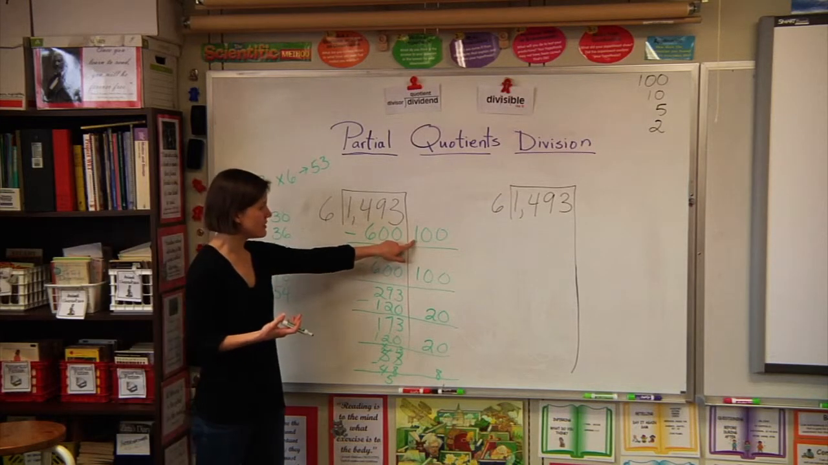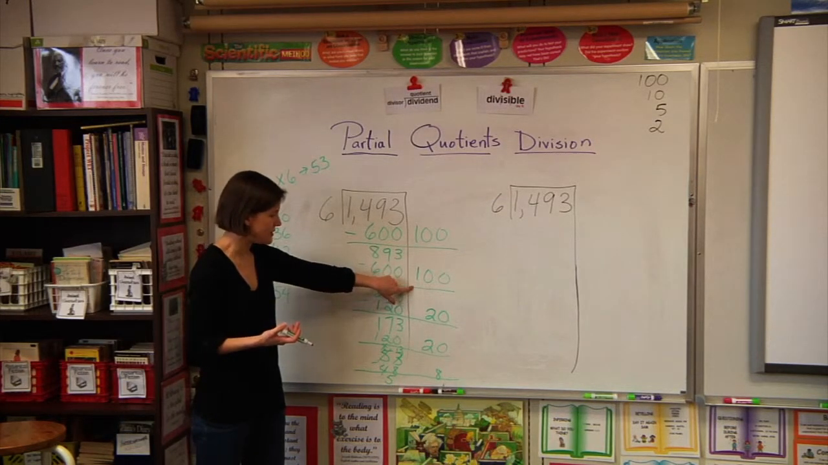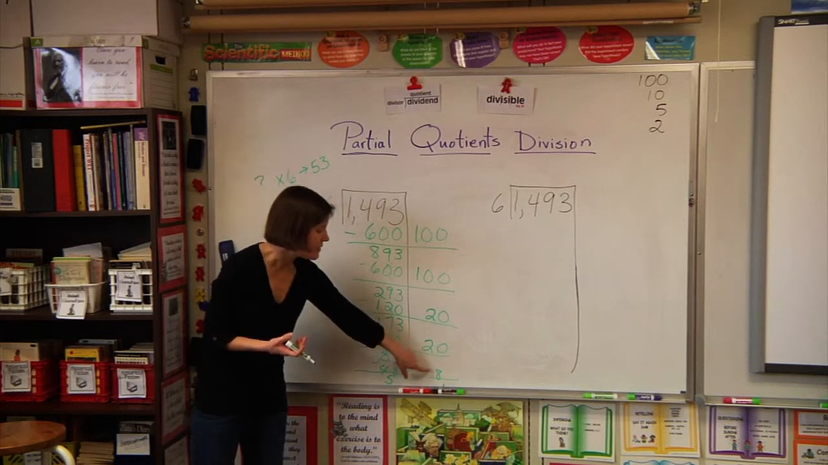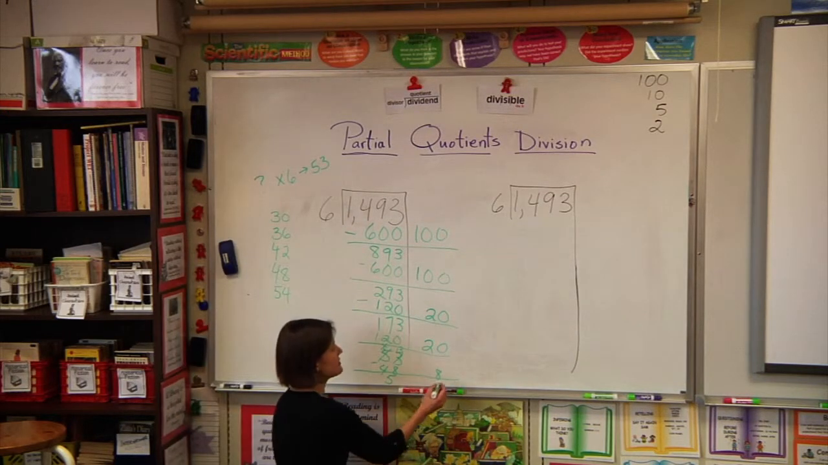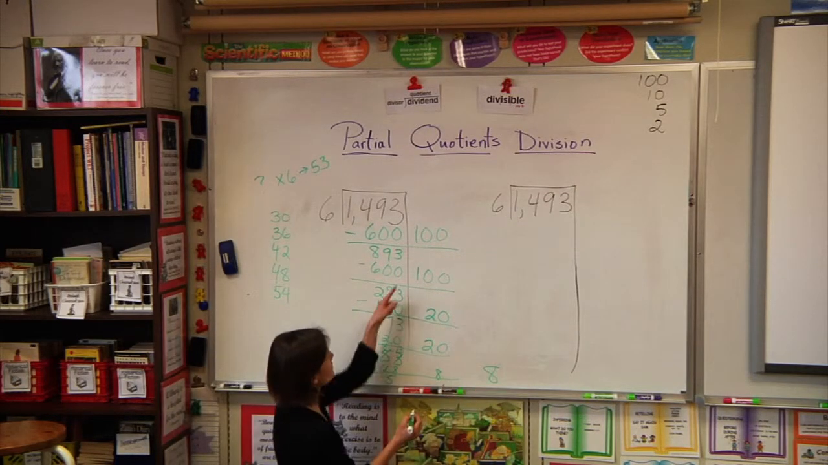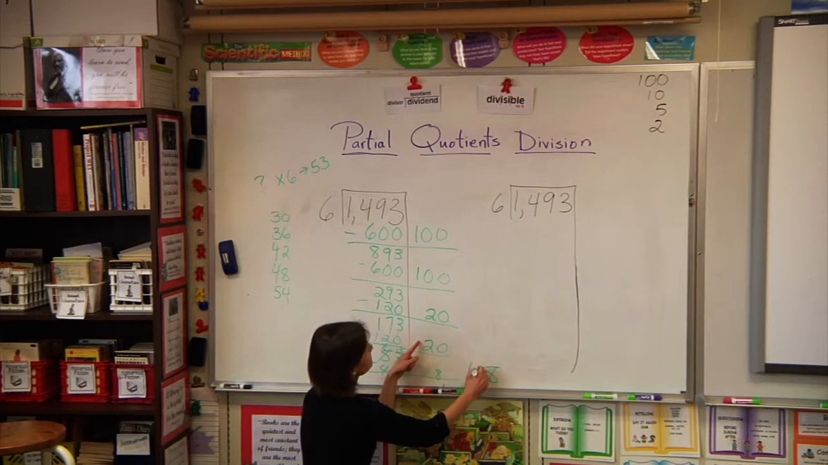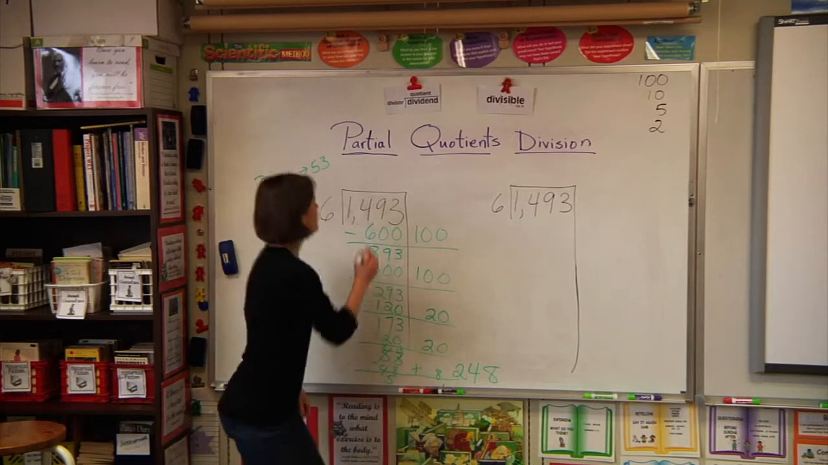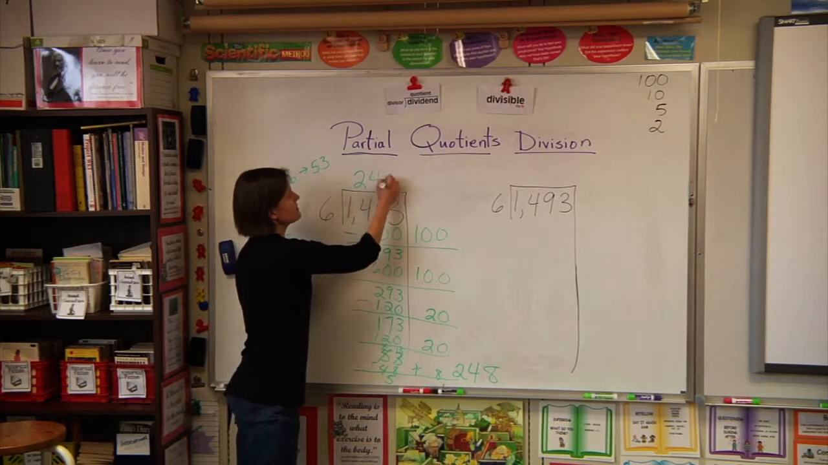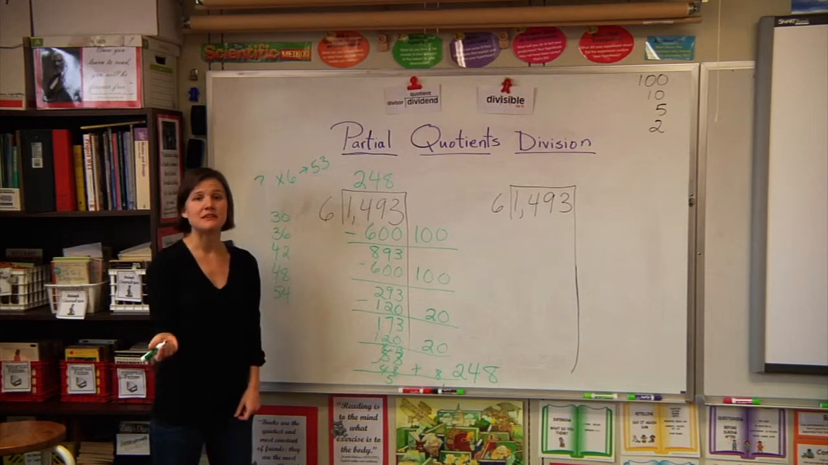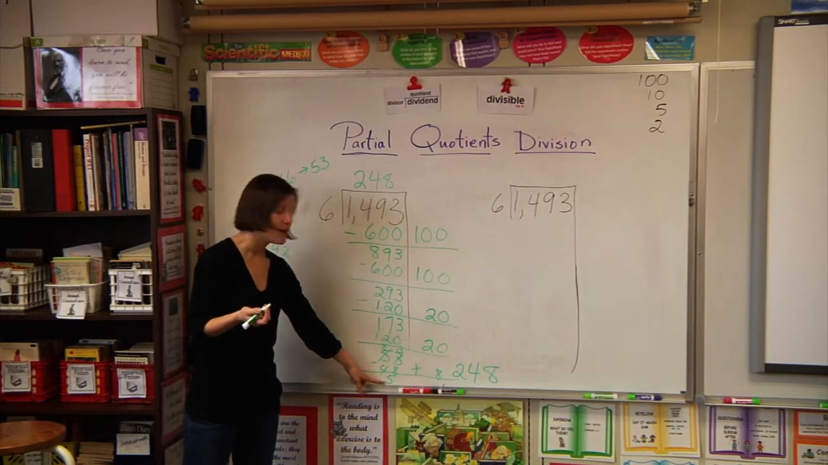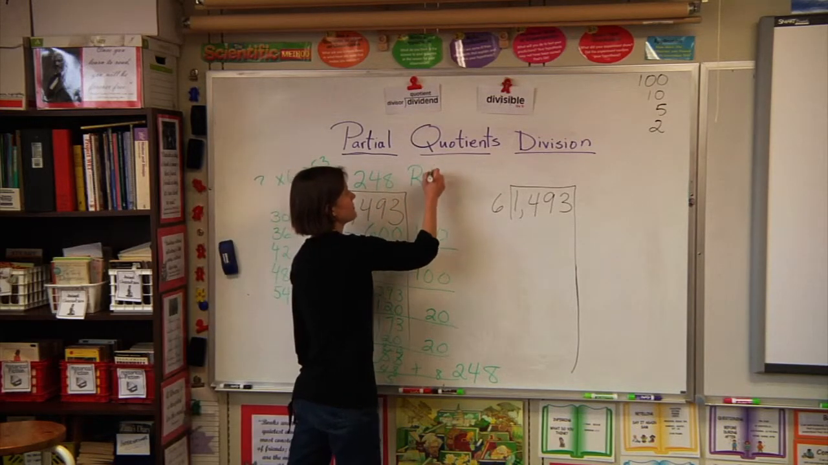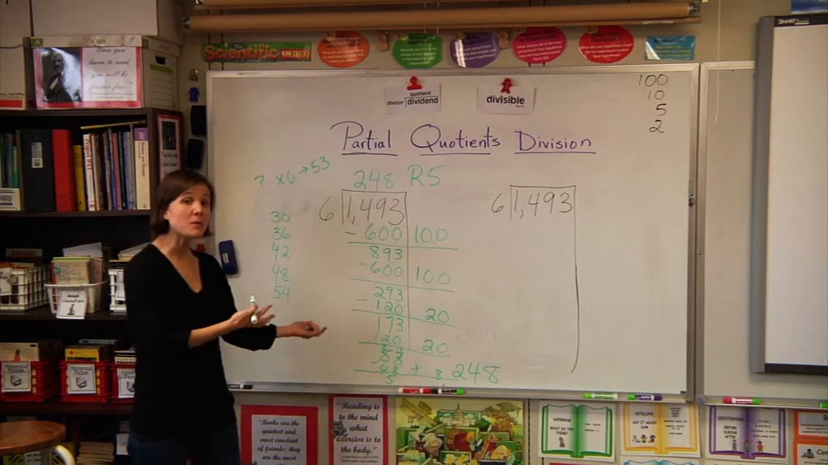Well, they have 100 and another 100, so that's 200, plus 2 20s, which is going to be 40, plus 8, so that's going to be, running out of space here, 248 if I add them all up. I write my answer up here, 248, but my answer is incomplete because I still have those 5 left over that I couldn't give out. So that's going to be my remainder. So that's one way to do it.